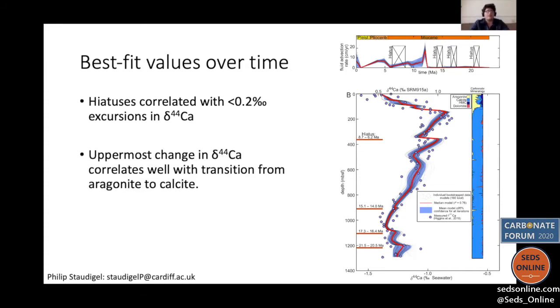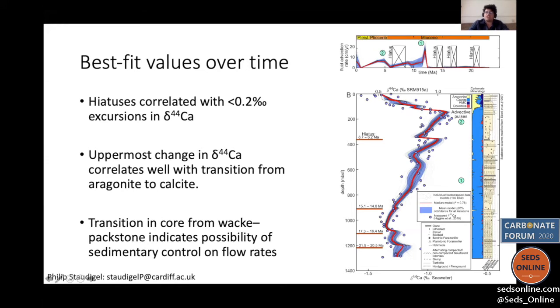I'll be quick then. Yes, the change in calcium isotopes correlates with the transition from aragonite to calcite. And there's a general transition in the sedimentary record from wackestone to packstone, which could be increasing the fluid advection rate, although this is unlikely because the permeability of these sediments is largely driven by the micrite, which is always present at the site. So it's always muddy. The larger particles don't necessarily affect the permeability of these sediments.